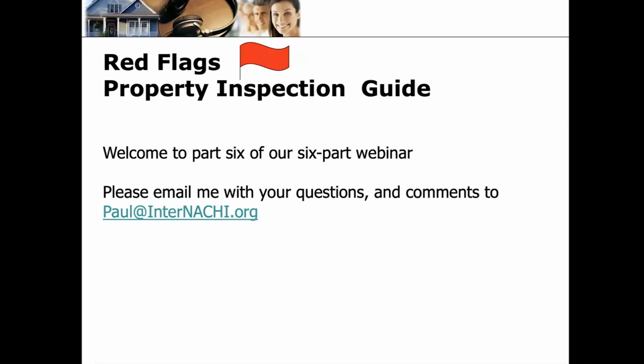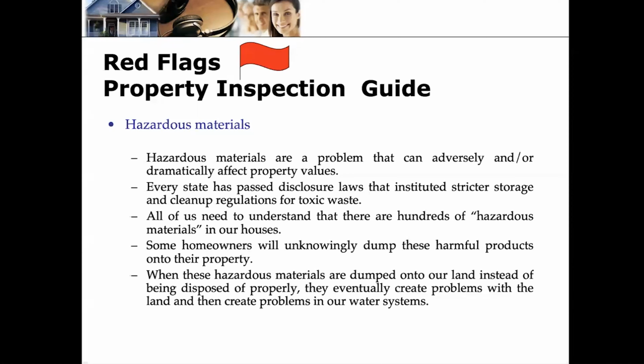Okay, let's get started. We're going to talk about some hazardous material today. Hazardous materials are a problem that can adversely or dramatically affect property value. Every state has passed disclosure laws that institute stricter storage and cleanup regulations of toxic waste. All of us need to understand that there are hundreds of hazardous materials in our homes. Some homeowners will unknowingly dump these harmful products on their property, bury them, whatever. And we can only report what we see, but when hazardous materials are dumped onto our land instead of being disposed of properly, they eventually create problems with the land and they create problems in our water system. So you got to be careful.